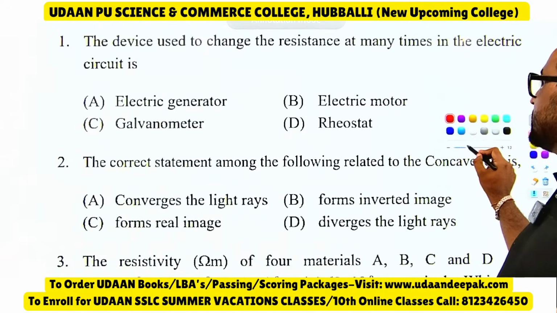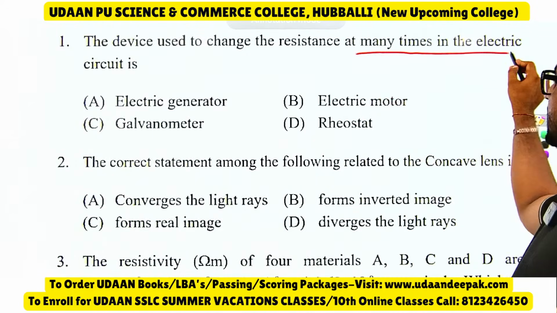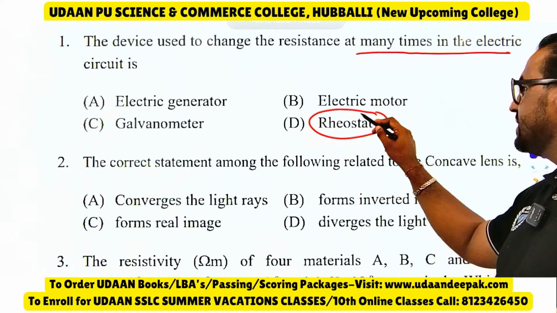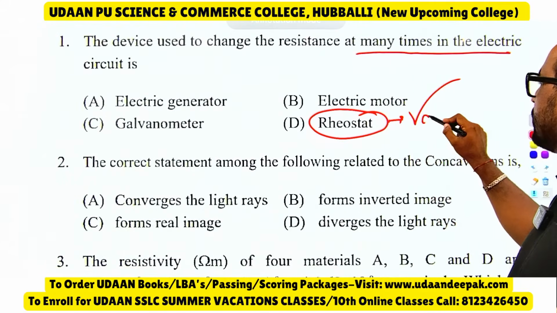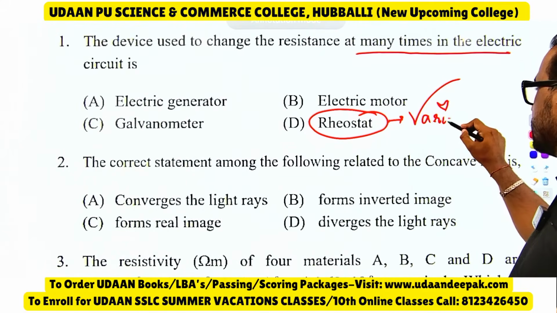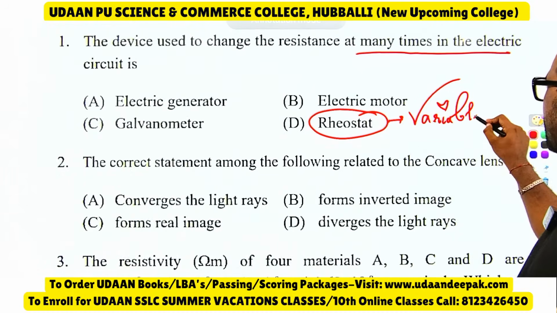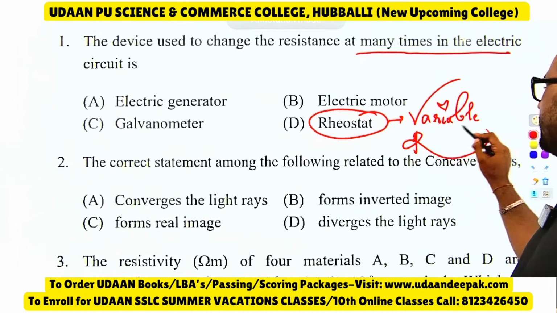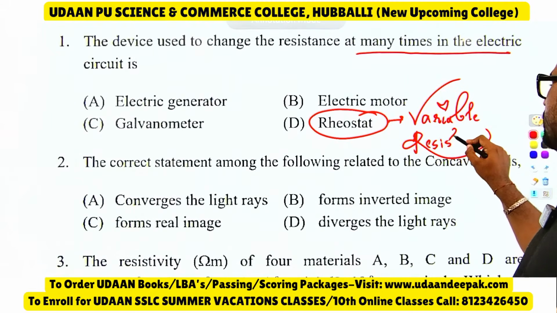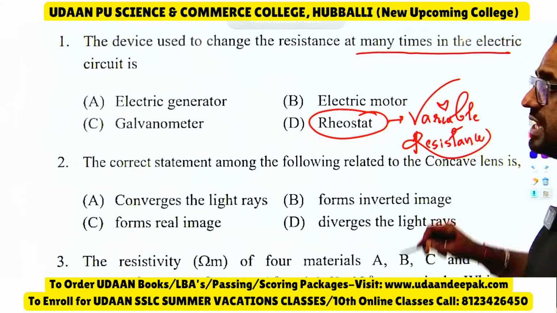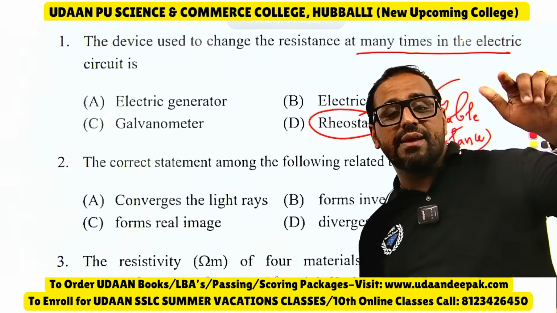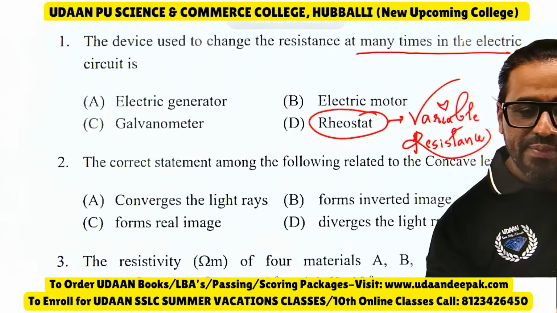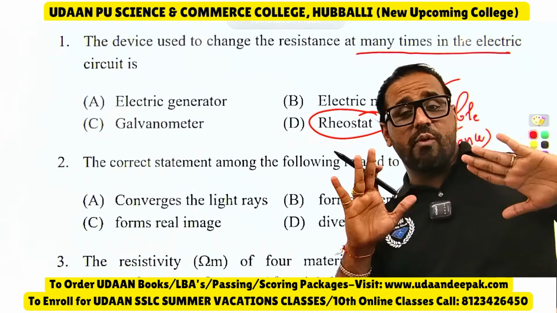See, the device which is used to change the resistance many times in an electric circuit is the rheostat. We also call it as what? Variable resistance. Everyone should know the another name of this. The another name of this is variable resistance. Okay, this is also very much important.